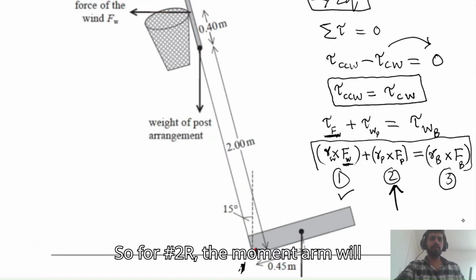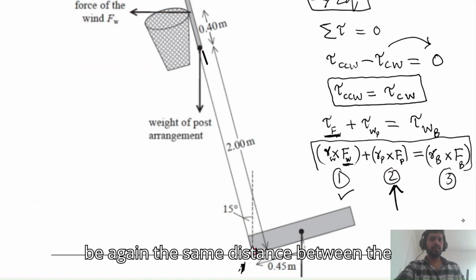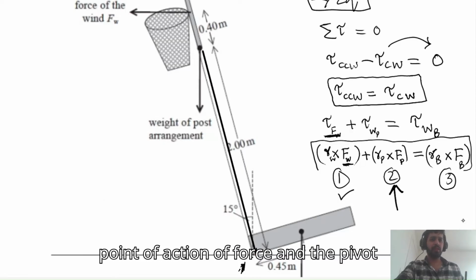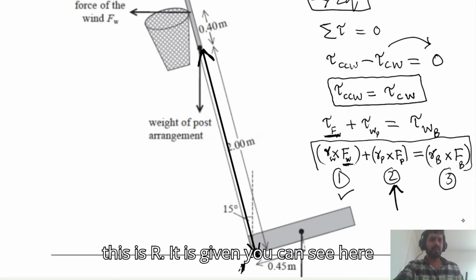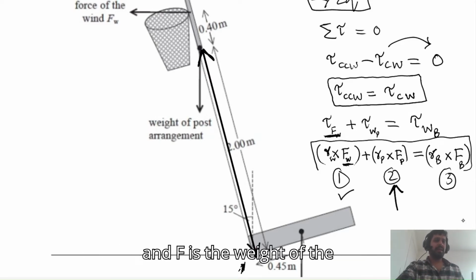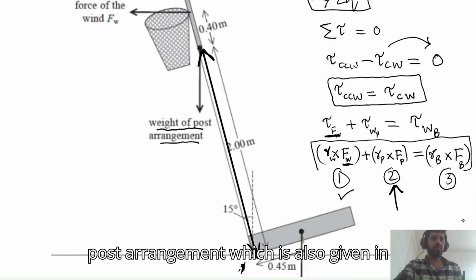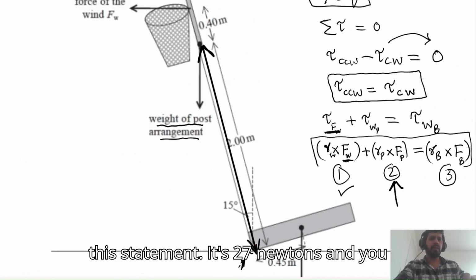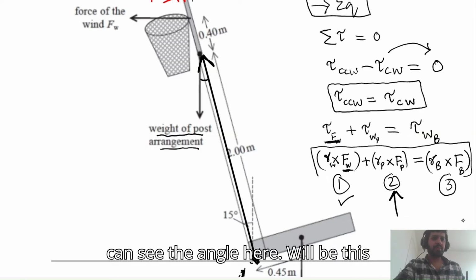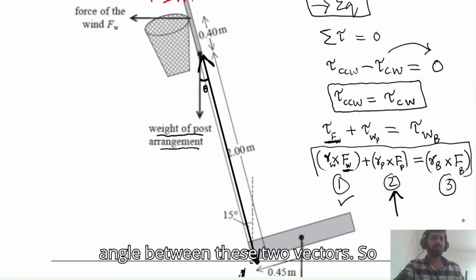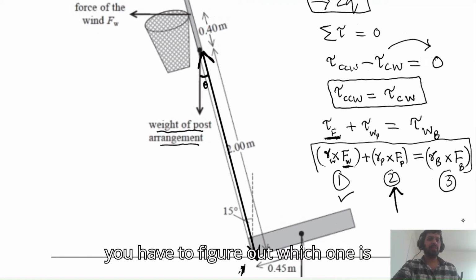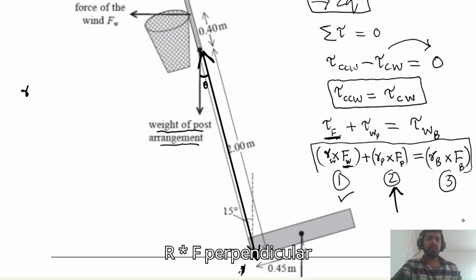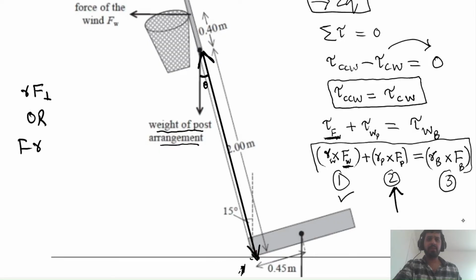So for number 2, r, the moment arm, will again be the distance between the point of action of force and the pivot point. So this distance, this is r. It is given, you can see here. And F is the weight of the post arrangement, which is also given in the statement. It's 27 newtons. And you can see the angle here will be this angle between these two vectors. So again, you have to look at the diagram and figure out which one is easier to calculate, r times f perpendicular or f times r perpendicular.